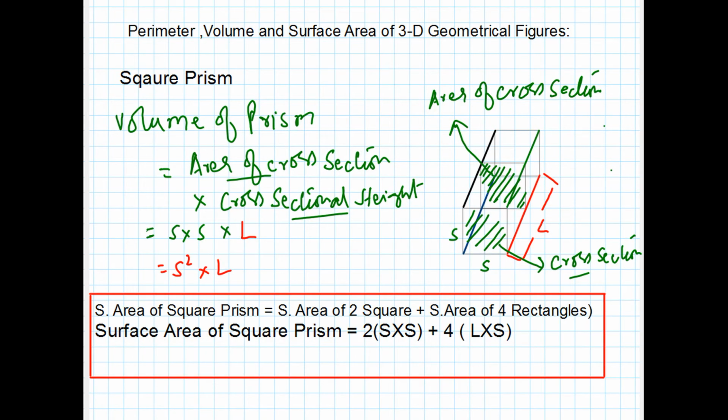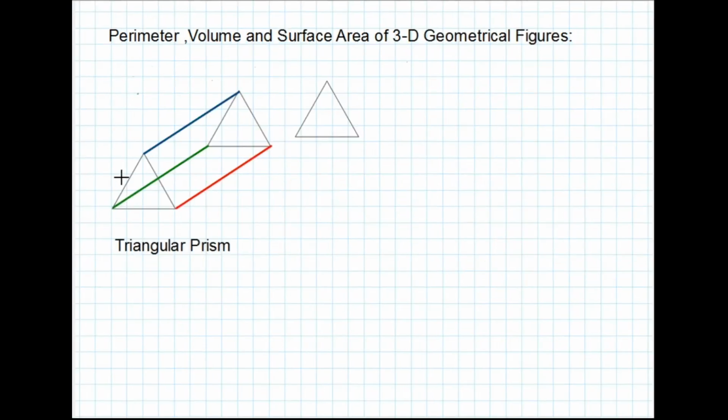The surface area of a square prism is equal to the surface area of two squares plus the surface area of four rectangles. This is equal to 2 bracket S into S plus 4 bracket L into S. This is equal to 2S square plus 4L into S.